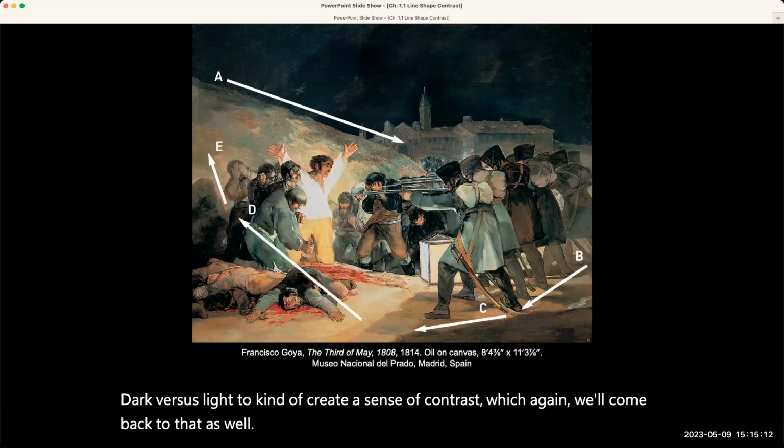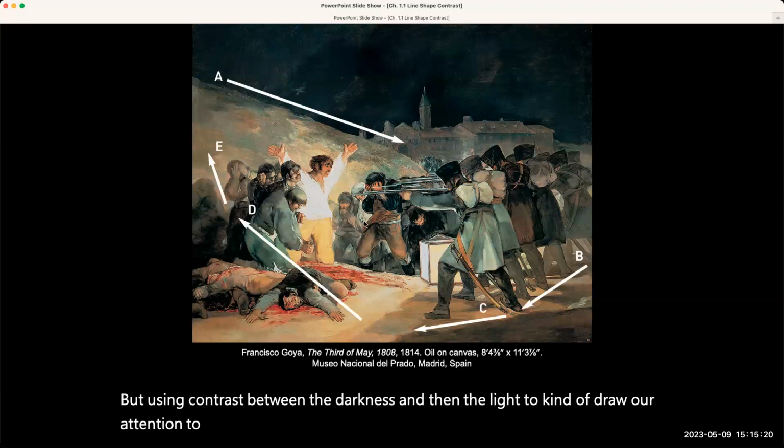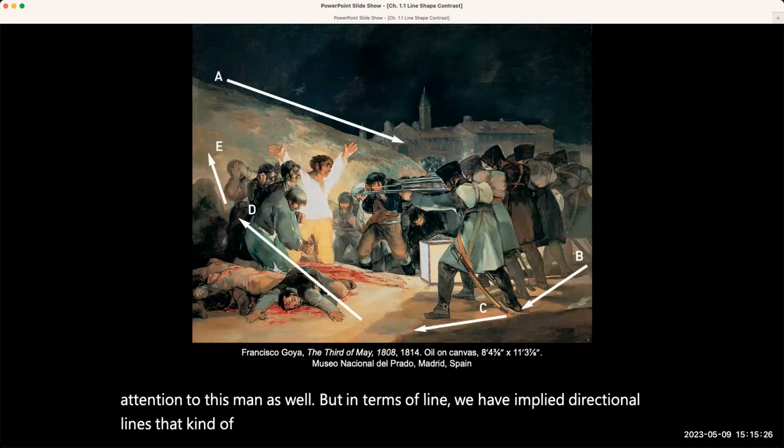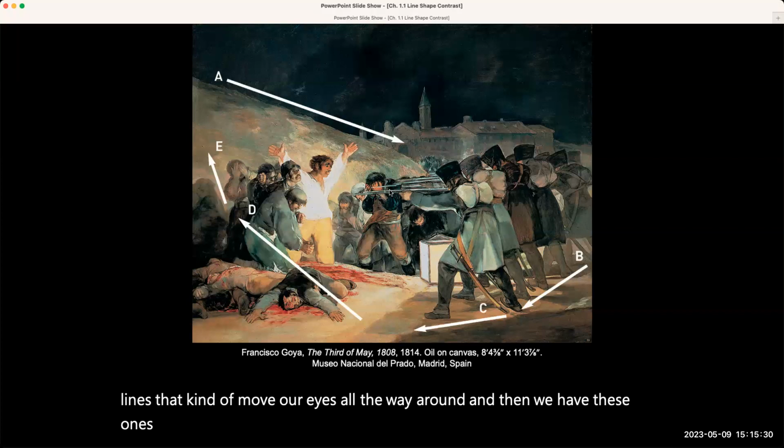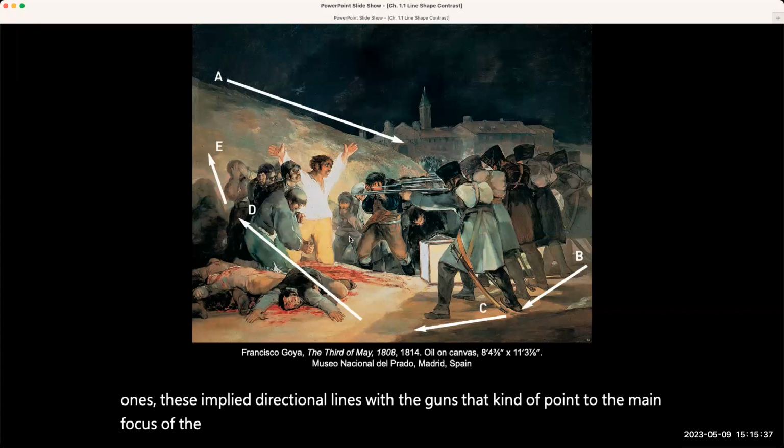But using contrast between the darkness and the light to draw our attention to this man as well. But in terms of line, we have implied directional lines that move our eyes all the way around. And then we have these implied directional lines with the guns that point to the main focus of the artwork as well.